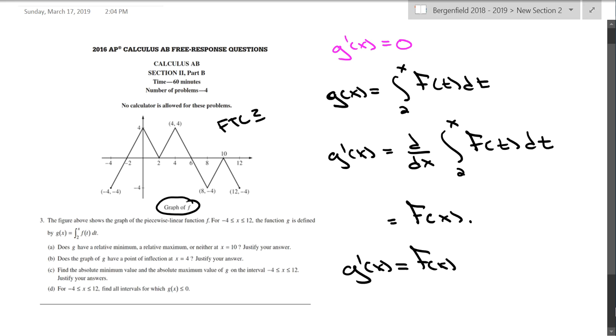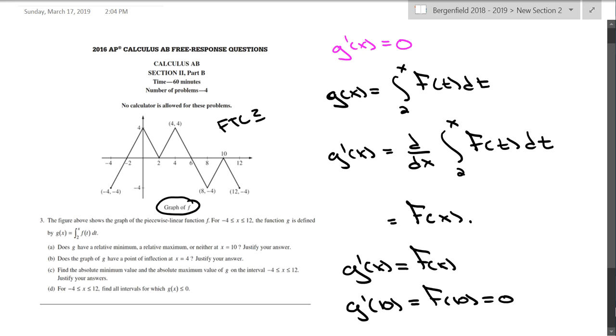Over here we have the graph of f, and we want to know what the value of g prime of 10 is, and f of 10 looks like 0. Now remember, to be a max or a min, the function has to go from positive to negative or negative to positive. So here g prime is f, so we're looking for g prime to go from negative to positive, so we're looking for f at 10 to go from negative to positive.